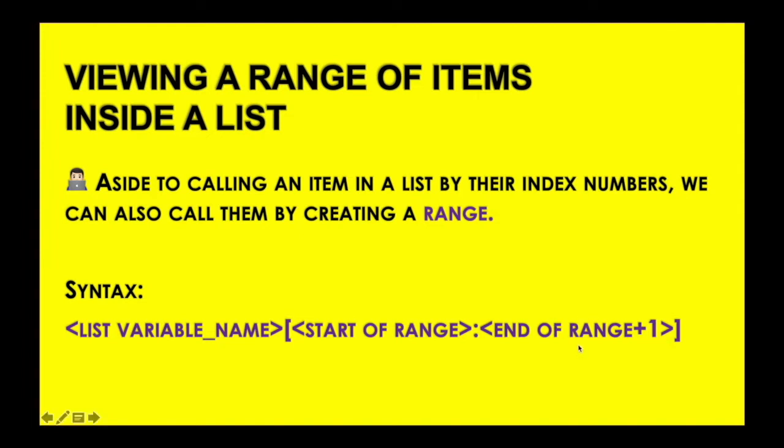number stated here, for example 5, is considered by Python as the last number that is not shown. That is the end of the range. That's why we're always adding 1, because the item corresponding to the end number is not shown by Python. So we should always add another 1. That is the reason for having a plus 1.